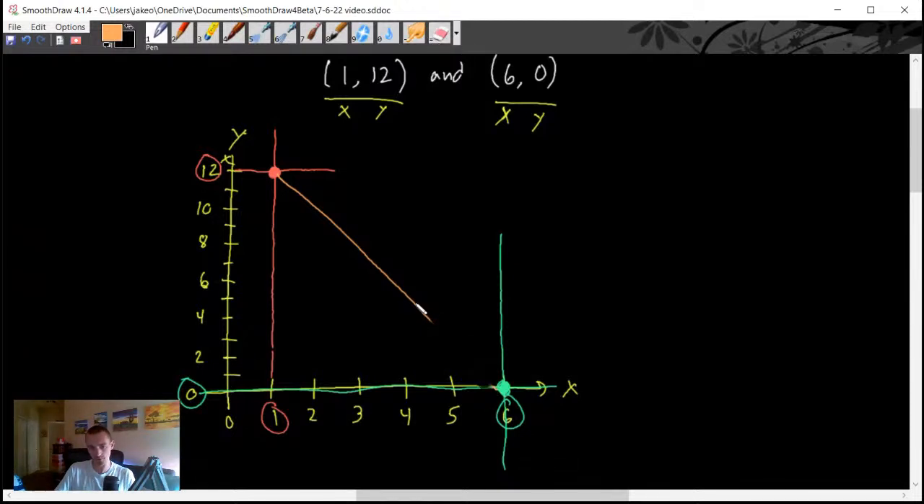Kind of went off course there at the end. There. So we have this straight line. So basically what we're trying to do is measure the distance of this straight line that connects these 2 points.